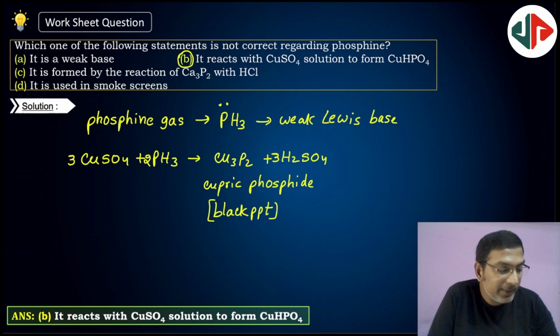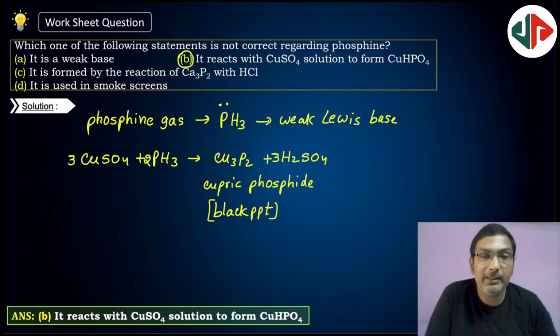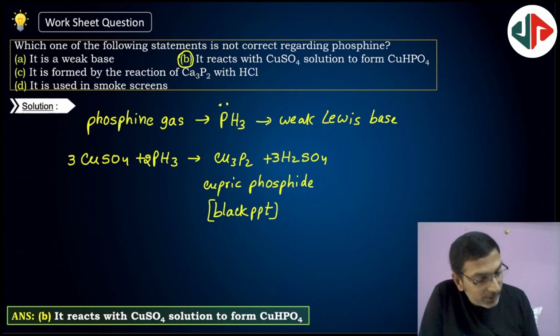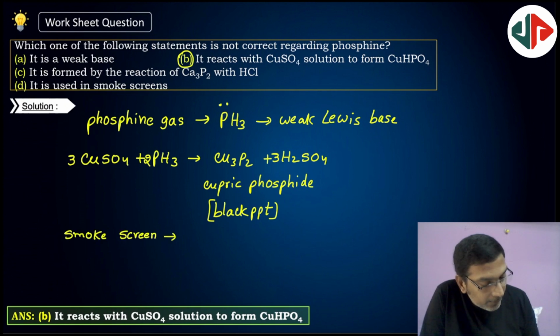Next option C, it is formed by reaction of Ca3P2 with dilute HCl. On hydrolysis it will release CaCl2 and PH3. That is preparation. Next, it is used in smoke screens. So in smoke screens, combination of Ca3P2 and CaC2 mixture can be used.